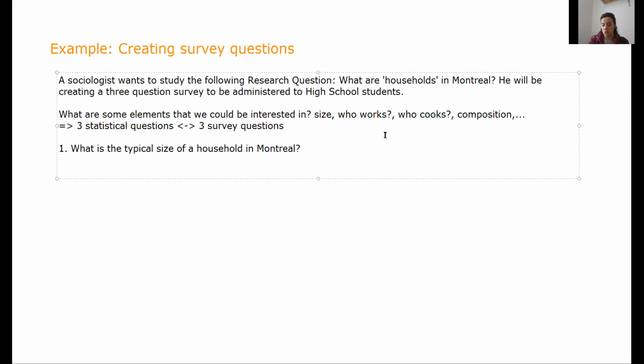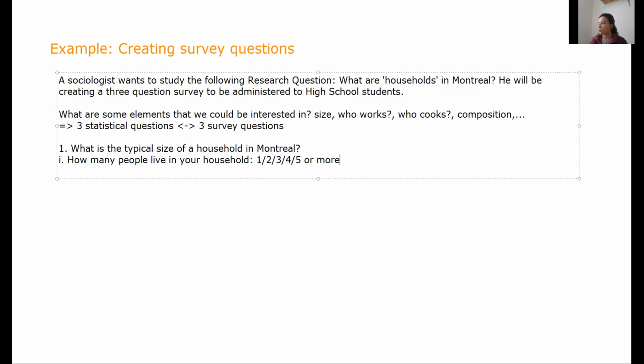Right, that's my first statistical question. And I'm going to phrase the question in 2 ways. First, I'm going to create a multiple choice question. My multiple choice question is going to be, how many people live in your household? But I'm only going to give the following options: 1, 2, 3, 4, or 5 people or more.